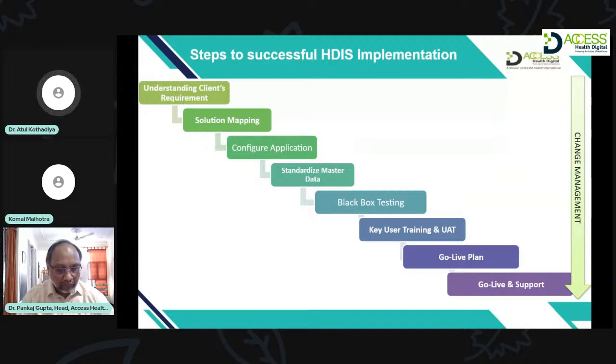Now, moving to the second stage, which is solution mapping. At the end of this slide, I will also give insights from my experience in implementing LIMS software in one of the largest chains of laboratories in India.